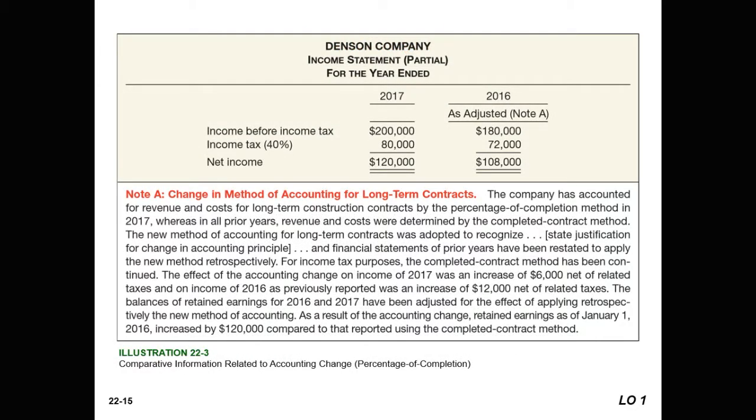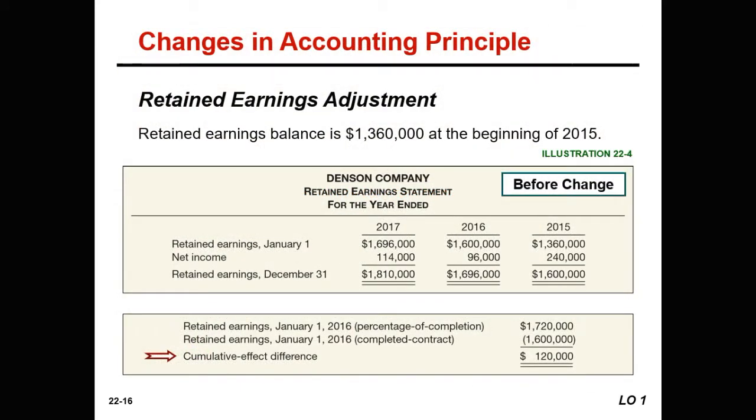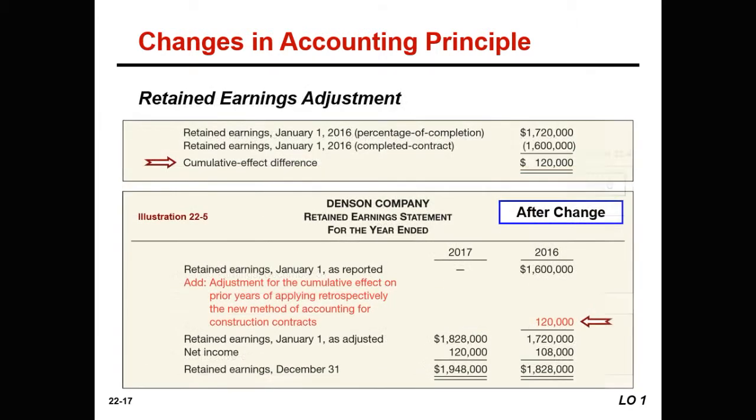Here we have a note regarding the change in the method of accounting for long-term contracts. This may also be accompanied by an additional chart or a schedule. Here we're showing what the disclosure would be for the retained earnings adjustment. And here you can see how it is disclosed on the retained earnings statement.